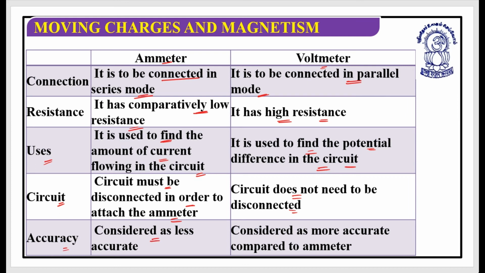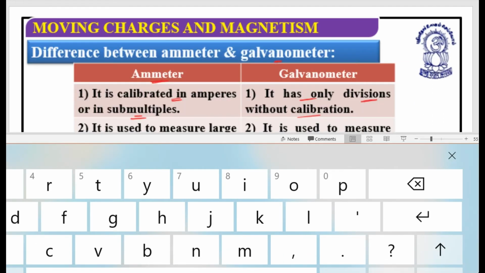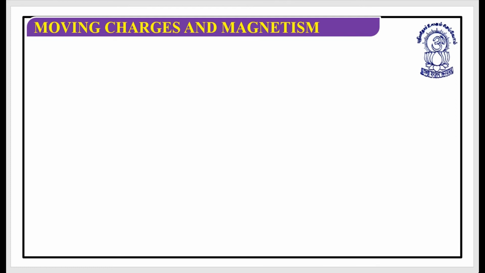Accuracy: the ammeter is considered less accurate. If I compare it with the ammeter, the voltmeter is considered more accurate. I hope this is clear. So this is just the comparison between the ammeter and voltmeter. So now let's work on the questions based on ammeter and voltmeter. Let's begin.